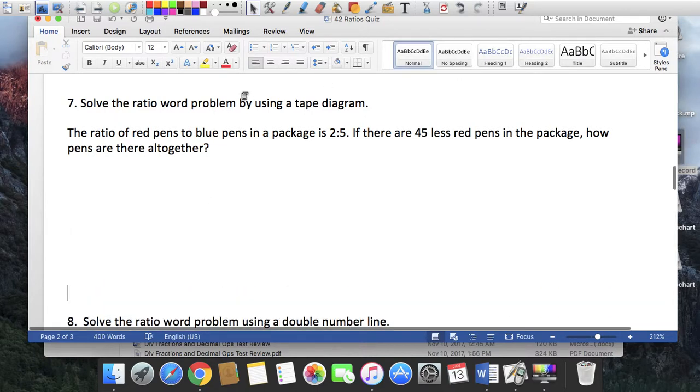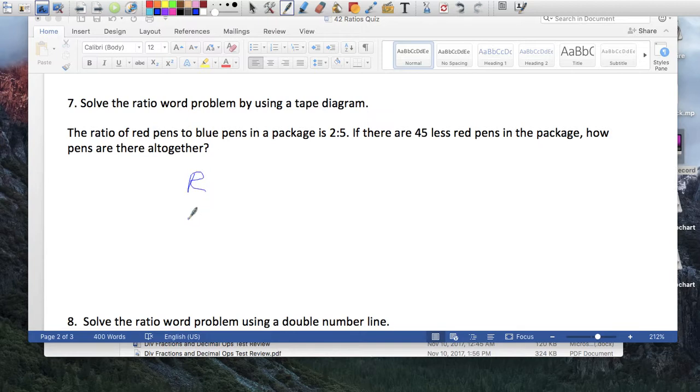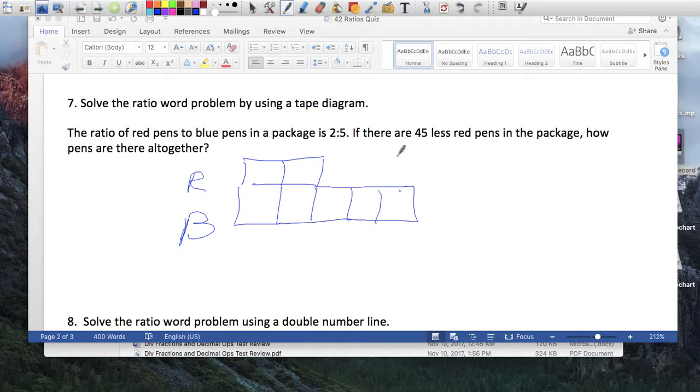Number 7, solve the ratio by tape diagram. Okay, red pens and blue pens is 2 to 5, so I can easily draw that. Red pens, blue pens. 2 for the red, 1, 2, and 5 for the blue, 1, 2, 3, 4, 5. So here's my ratio of 2 to 5.